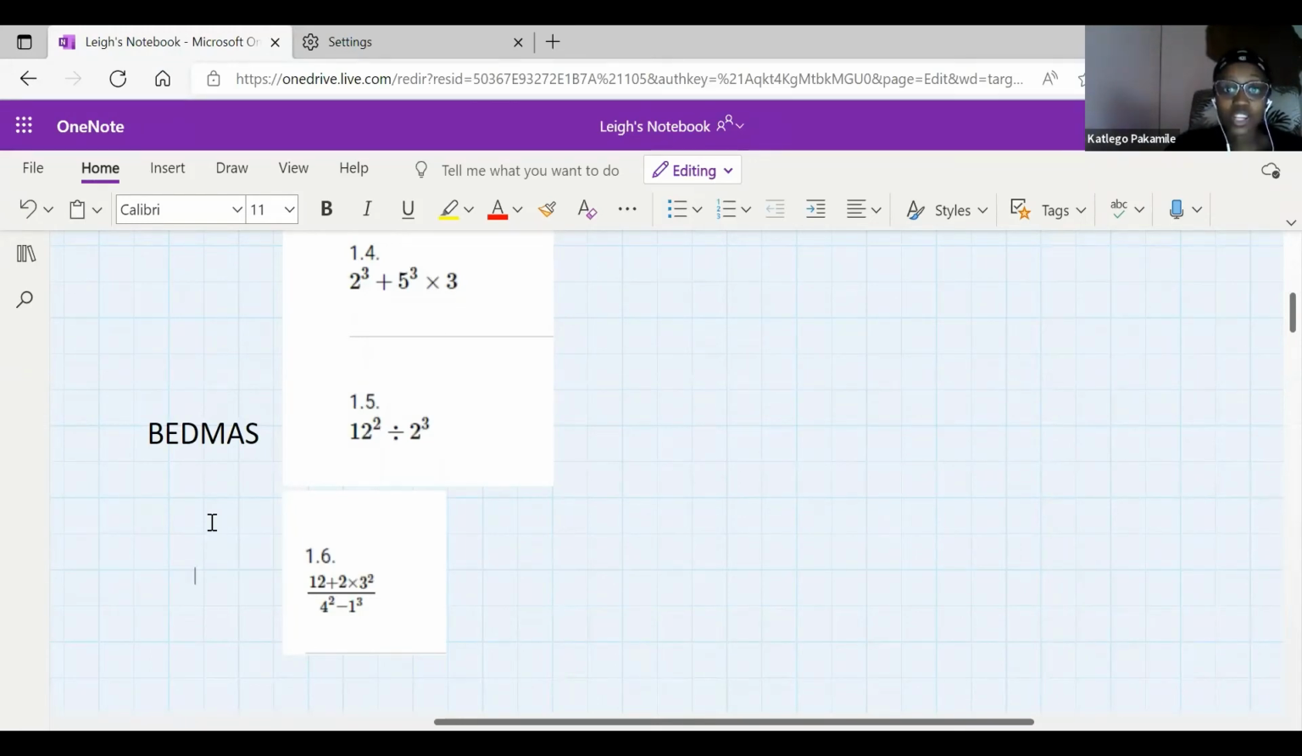Don't rush to finish, okay, guys? You know this, right? We've done this over and over. You got this. So just do them slowly. You just keep following the rules that you know. So you start with exponents. First, you solve 12 squared and then you do 2 cubed.